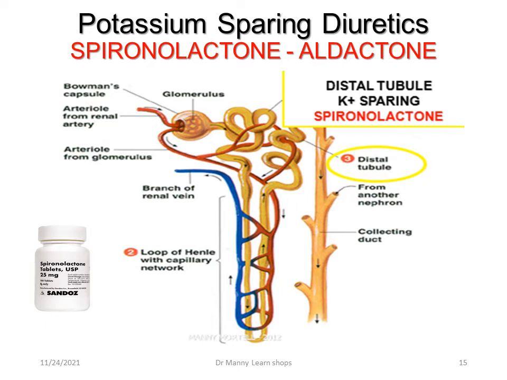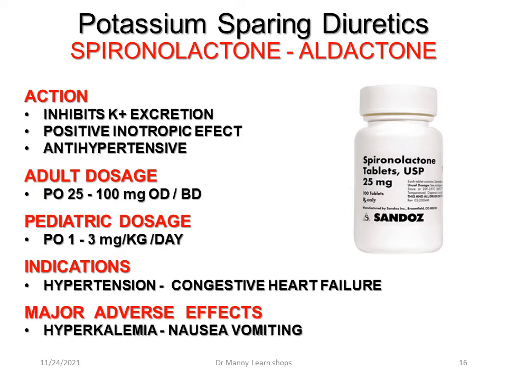Spironolactone is a potassium-sparing diuretic. One of its pharmacological names is Aldactone. And in the distal tubule, spironolactone spares potassium. So the action of spironolactone, or potassium-sparing diuretics, is to inhibit potassium excretion. It also has a positive inotropic effect, and it's an antihypertensive.